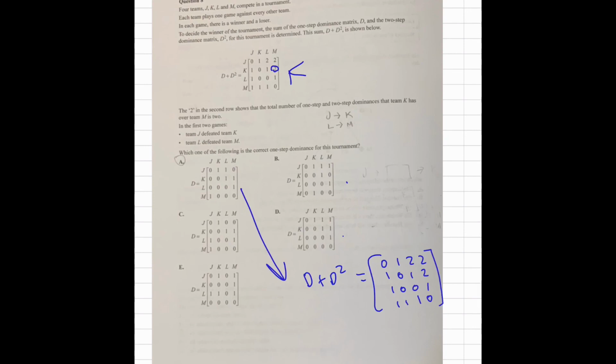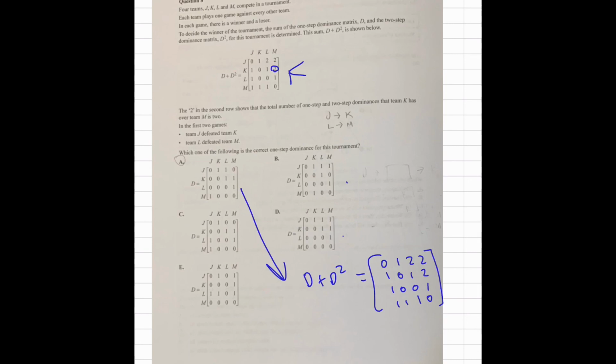Question 8. 4 teams, J, K, L, and M, compete in a tournament. Each team plays one game against every other team. In each game, there is a winner and a loser. To decide the winner of the tournament, the sum of the one-step dominance matrix, D, and the two-step dominance matrix, D squared, for this tournament is determined. The sum of D plus D squared is shown below. The 2 in the second row shows the total number of one-step and two-step dominances that Team K has over Team M is 2. In the first 2 games, Team J defeated Team K, Team L defeated Team M.